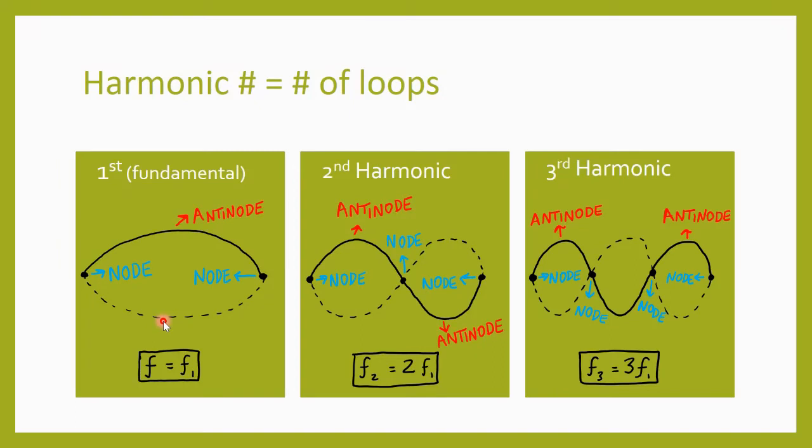I usually tell my students, just look at how many loops there are, and that's the harmonic. So one loop, first harmonic, or you could think of it as one antinode, first harmonic, and we would just call that harmonic F with the subscript 1.